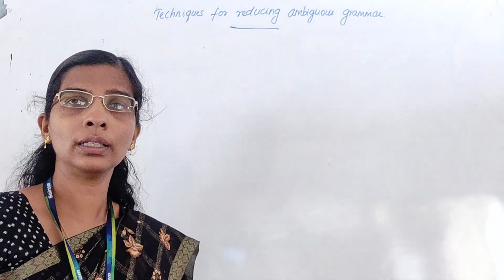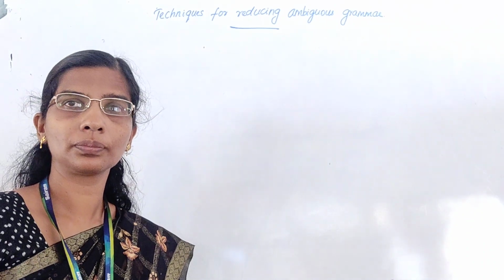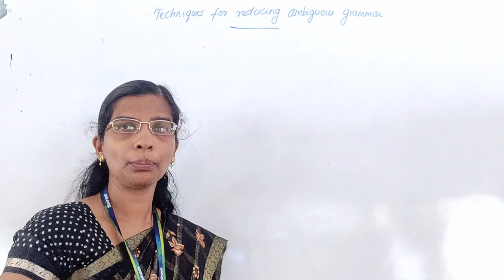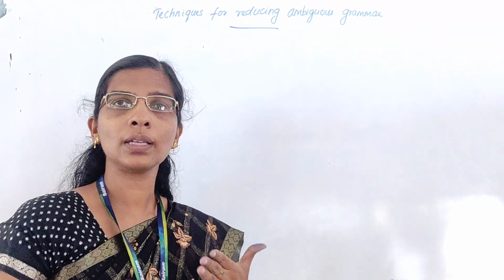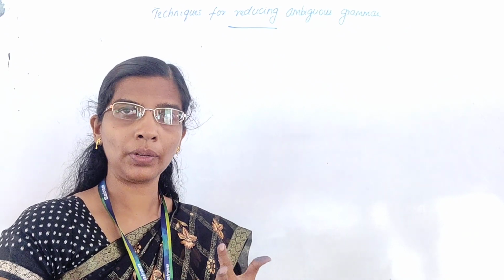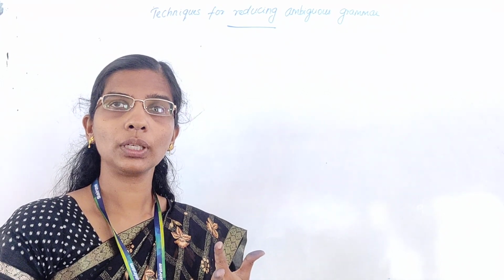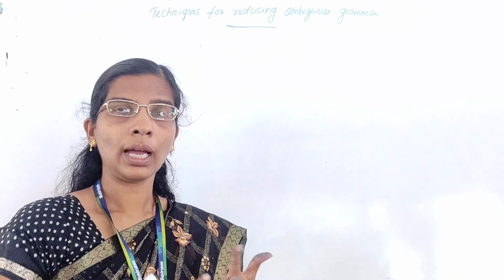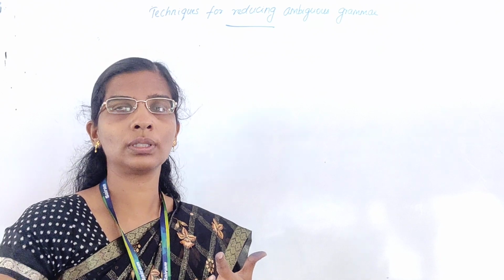Hi students, in this video we will be seeing about techniques for reducing ambiguity. There are some steps. The first step is if there is any epsilon production, you have to remove the epsilon production. And next, if your start symbol is a nullable variable, you have to include at most one epsilon. And the third step is you have to remove recursive symmetric rules.